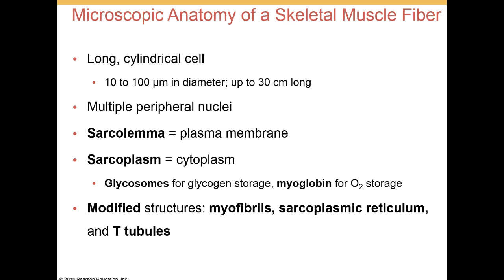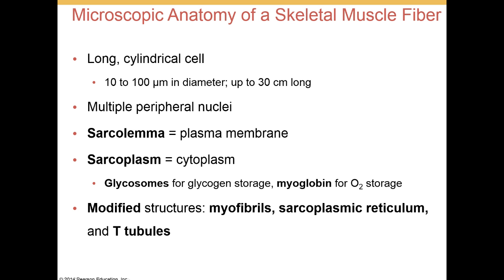There are some specialized organelles for the skeletal muscle fiber, one of which is the glycosome. The glycosome is used for glycogen storage. Glycogen is a carbohydrate. It is the polysaccharide made out of glucose. So it is how the humans will store glucose. Glucose is the energy molecule used best by the cell.